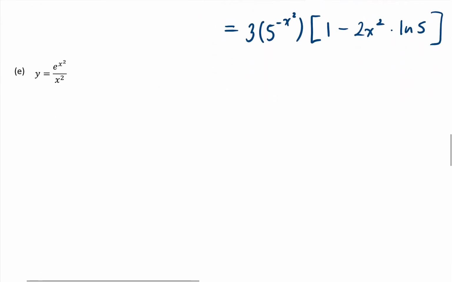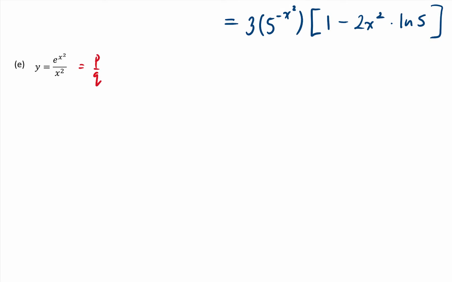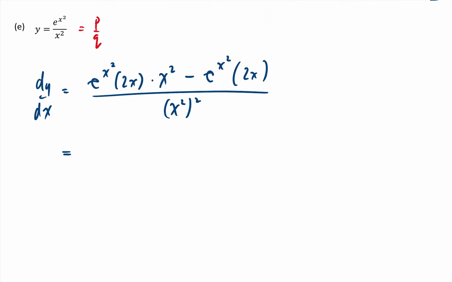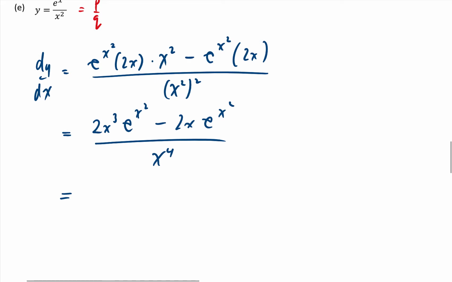And the last one, in this one we have a function over a function, so we're going to use our quotient rule. So our quotient rule gives us the following: dy over dx is equal to, well, the derivative of the numerator is e to the x squared times 2x, then times x squared, so p prime q, minus p, so e to the x squared, times q prime, 2x, all over x squared squared. So this gives me in our numerator, that's 2x cubed e to the x squared minus 2x e to the x squared, all over x to the 4th, and we can now common factor.